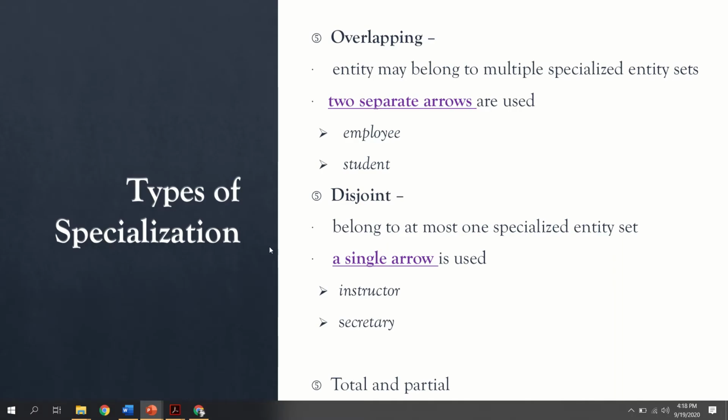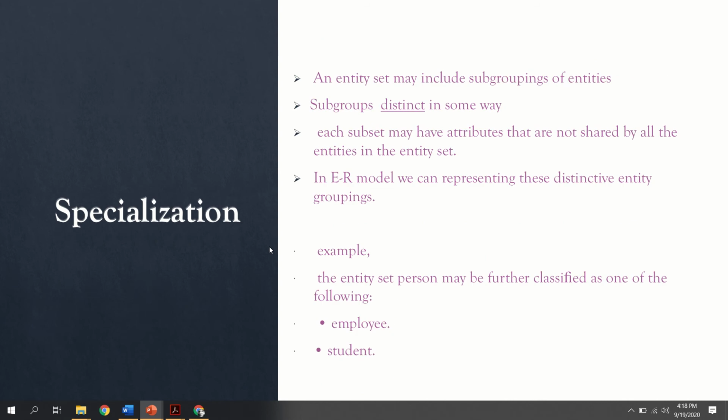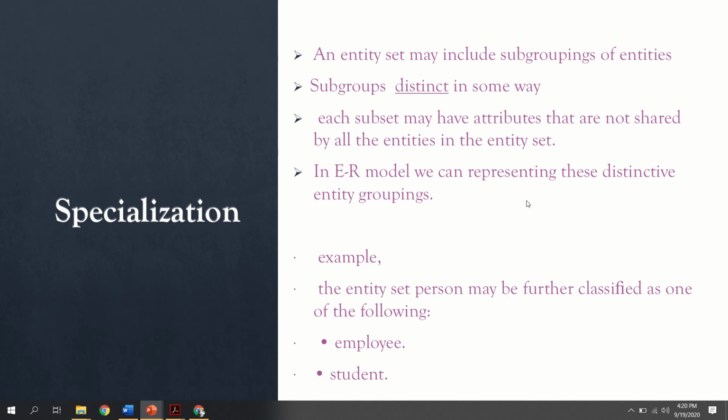What is the meaning of specialization? We know that any entity set contains different entities, and there may be some property which may divide these entities in an entity set into different subgroups. So this subgrouping of entities based on some attribute is called specialization.